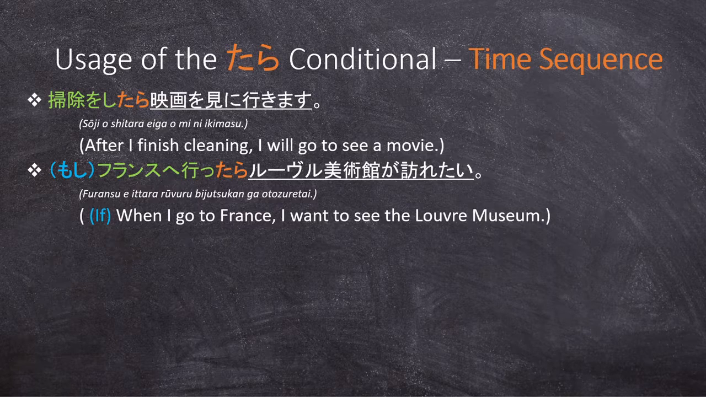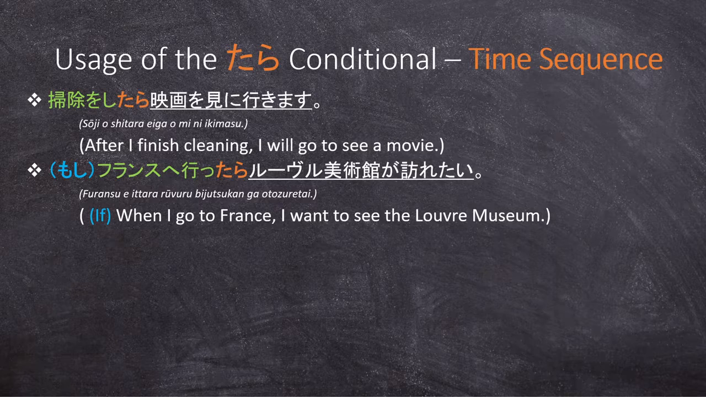So the listener can understand your sentence as you want him to understand, so that he would know that you are using Tara as if, not as when or after. And that is why the usage of Moshi is encouraged, and I advise you to use it, just to be extra clear when you are talking about something. So our second sentence goes as follows. Fransu e ittara Louvre bijutsukan ga otozuretai. When I go to France, I want to see the Louvre Museum.